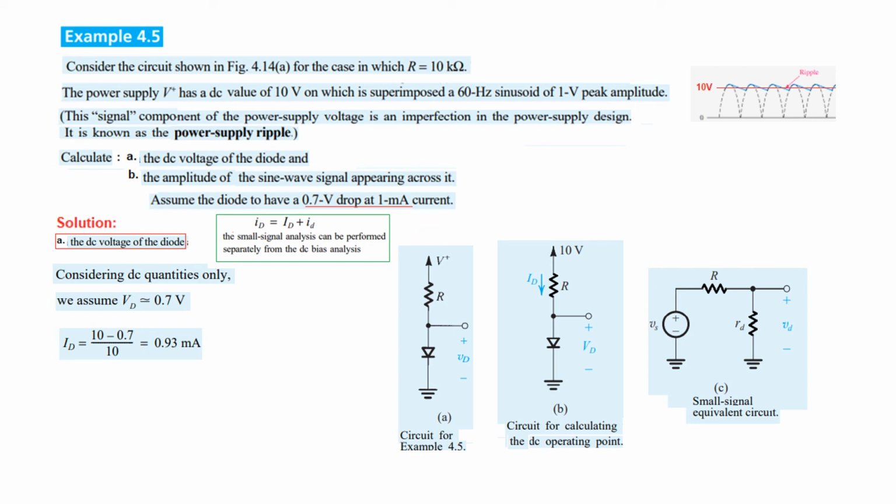So ID is this 10 volt minus 0.7 divided by the 10 kilo resistance. So ID is 0.93 milliampere. And this is very close to 1 milliampere. So 0.93 is very close to 1 milliampere, and 0.7 volt is given for 1 milliampere. Therefore, our assumption is correct that Vd is approximately 0.7 volt. So ID we have calculated to be 0.93 milliampere. So this is the DC part of the analysis.